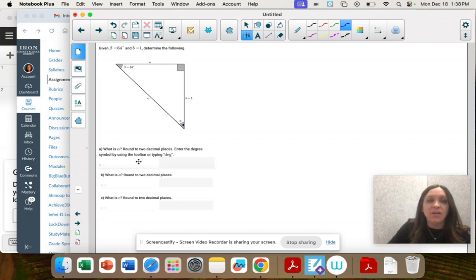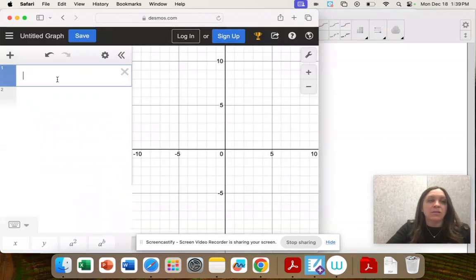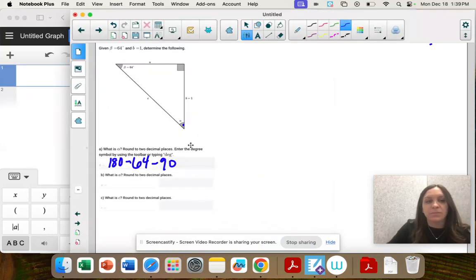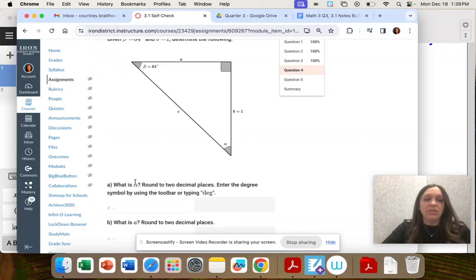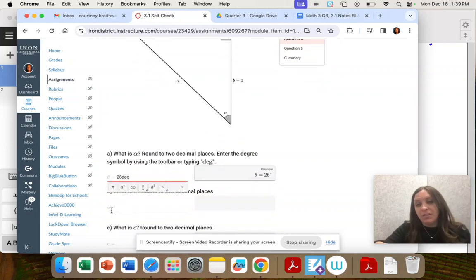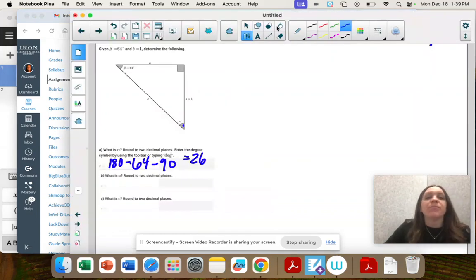So to find alpha, we're just going to take 180 minus the 64 that we know and minus the 90 degrees that we know. So 180 minus 90 is 90, minus 64 is 26. So that other angle is 26 degrees. It says alpha right there. It says theta. It's fine. It's alpha. So just make sure you're putting it in the right spot.